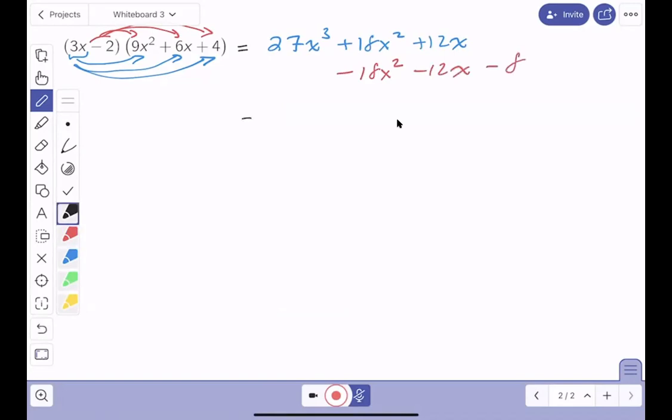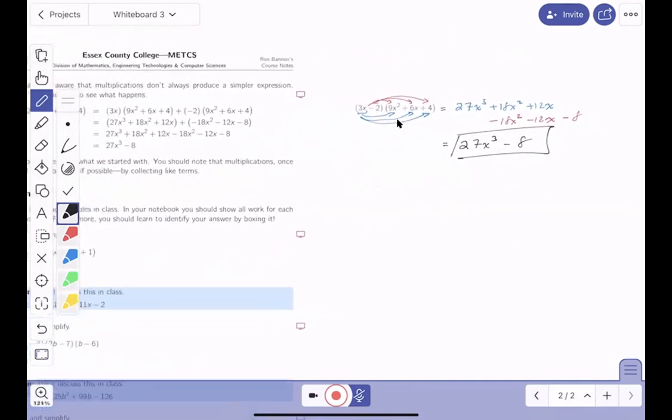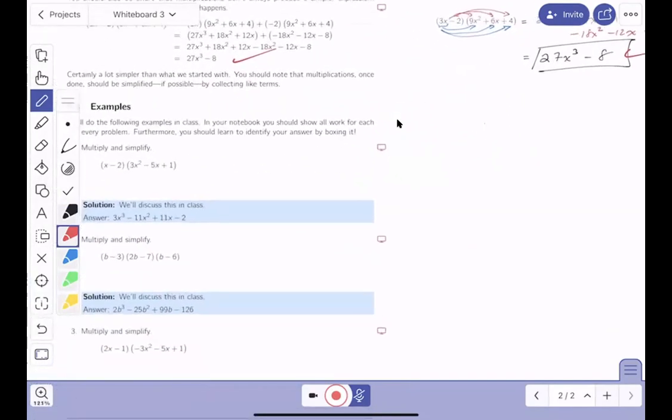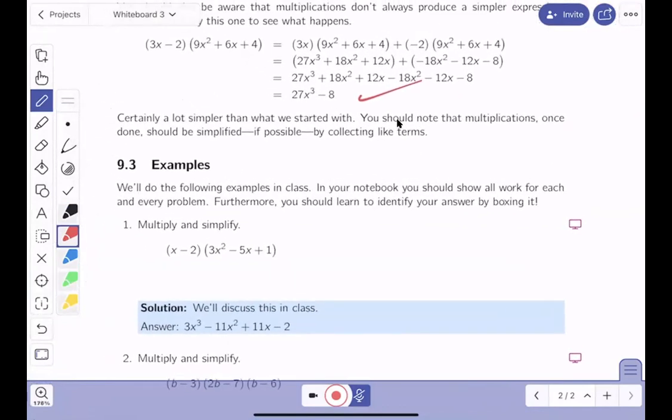Let's combine them together. So we get 27x cubed. Well, isn't that convenient? The x squares disappear because 18 minus 18 is nothing, and 12 minus 12 is nothing, and you get a measly 8, minus 8. Look back at the key. Make sure you're staring at the same answer. All right. So I'm going to say, it's work. There's no doubt about it. We want to be able to do that work, though, and get good at it.